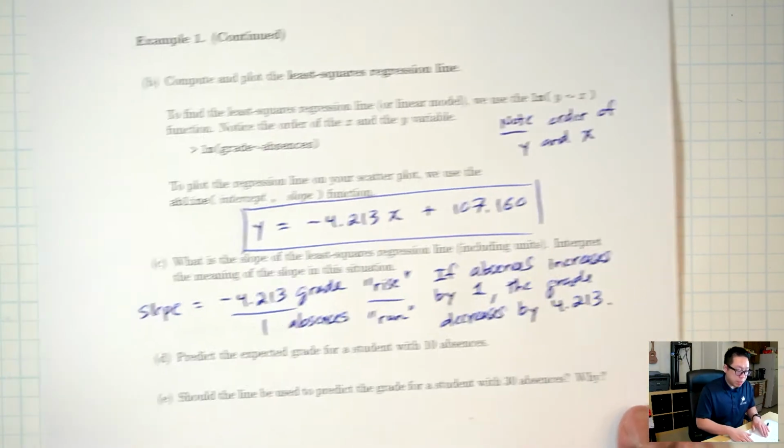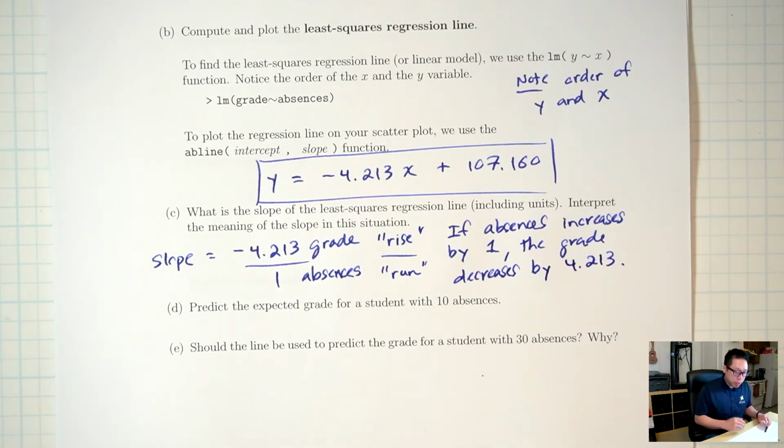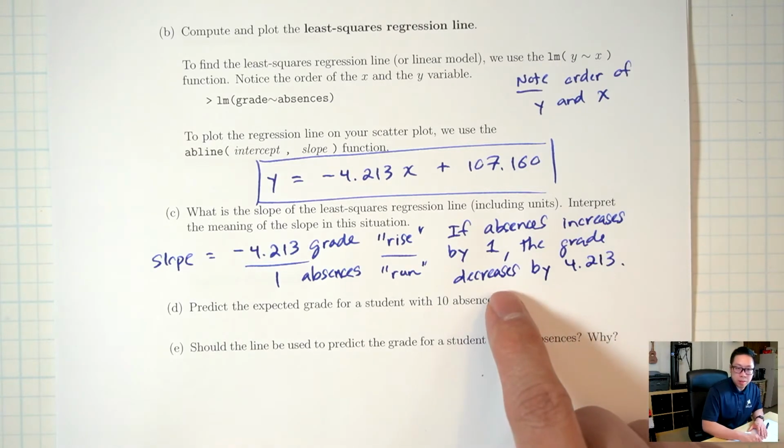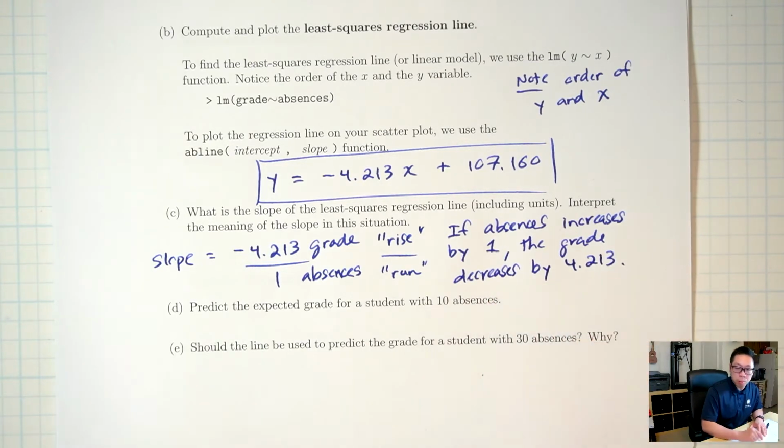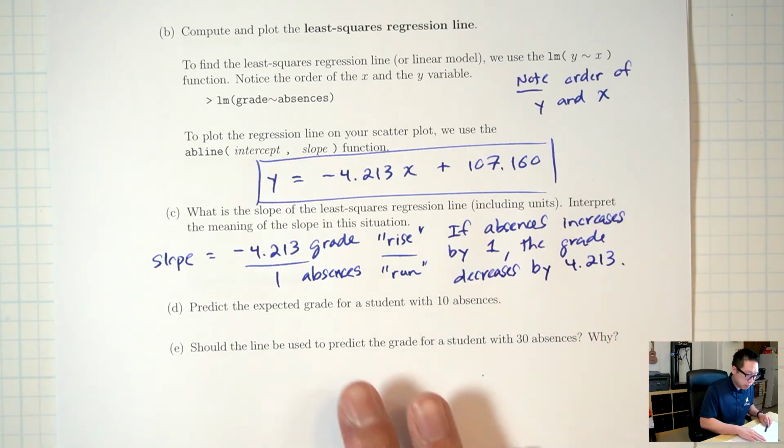Maybe a better way to say this in English would be to say, for every absence that a student has, their grade decreases by 4.213. Okay, but you can always write it in this way.